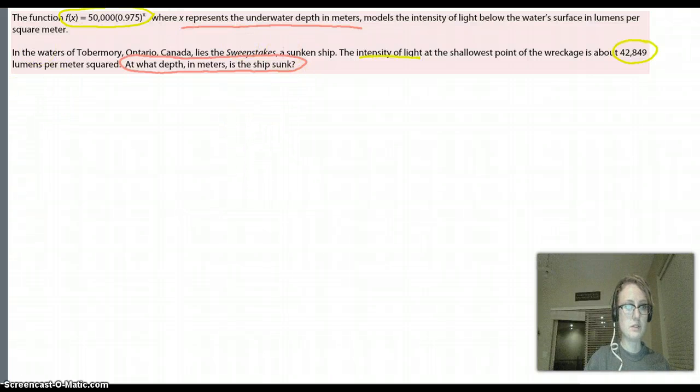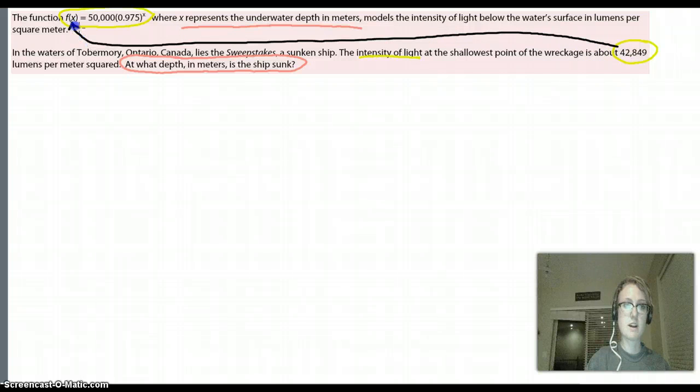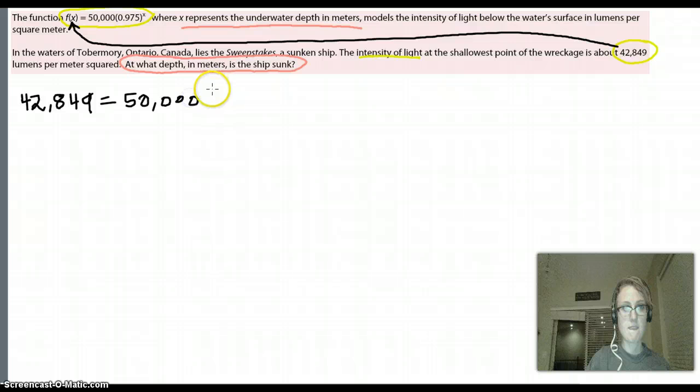Okay, if we do that, this number here is going to come in for f of x. So we'll get an equation that looks like this: 42,849 is equal to 50,000 times 0.975, and we don't have anything to put in for x. That's what we're trying to solve for, so to the x power.